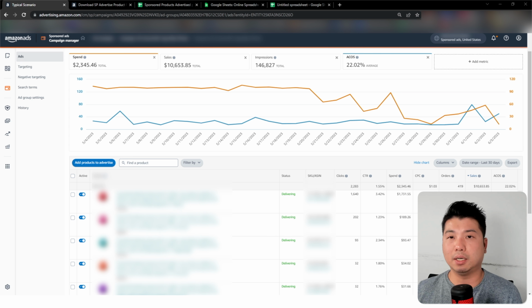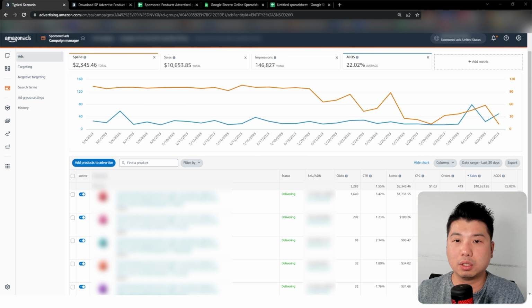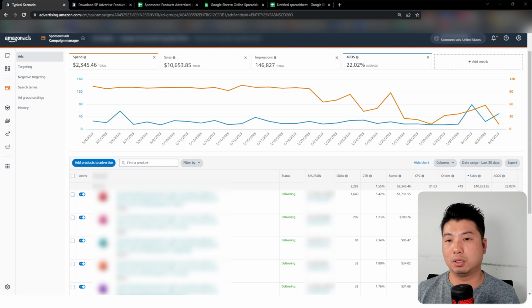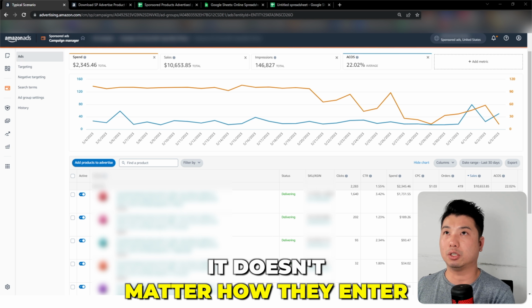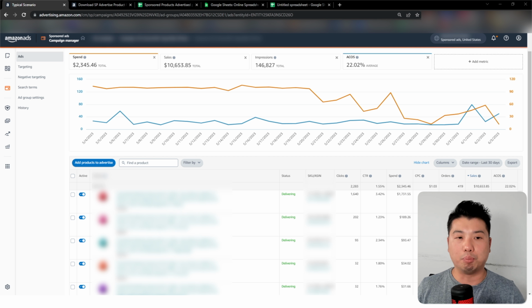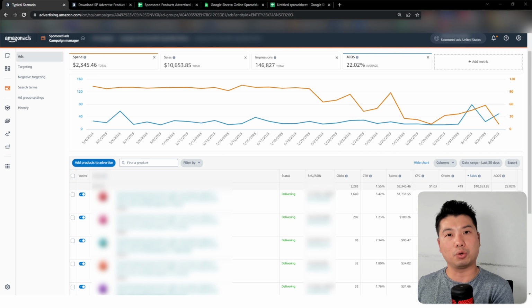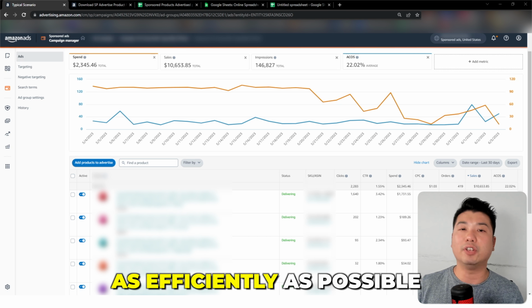Okay, so basically, I think I just kind of touched on it. What you're trying to do with optimizing for variation is make sure that you are funneling all your ad spend to the ads that are performing well compared to ones that are performing not as well, right? Because at the end of the day, you just want people to enter into your parent and child variation. It doesn't matter how they enter, right? They could enter through your blue variation, red variation, white variation. The key thing is for them to enter your main listing as efficiently as possible.